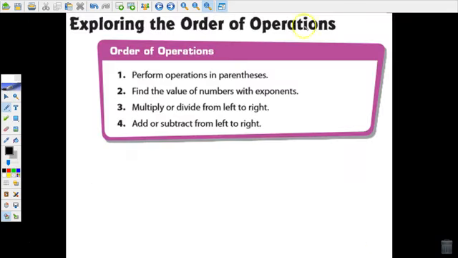So exploring the order of operations. Order of operations, perform operations in parentheses. So that's the P, that's the E, the M or the D, and then the A or S. All right, let's keep going.